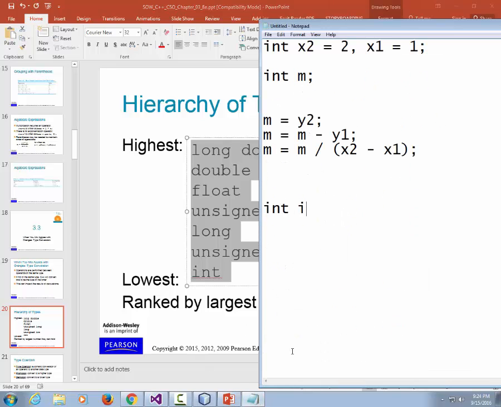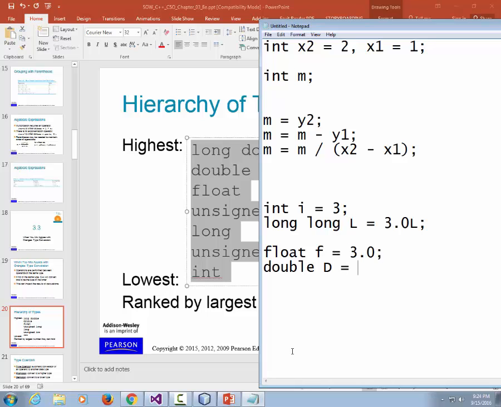So if we have int i equal to 3, we have long L is equal to 3.0L. And then we have float f is equal to 3.0. And then we have double d is equal to 3.0.